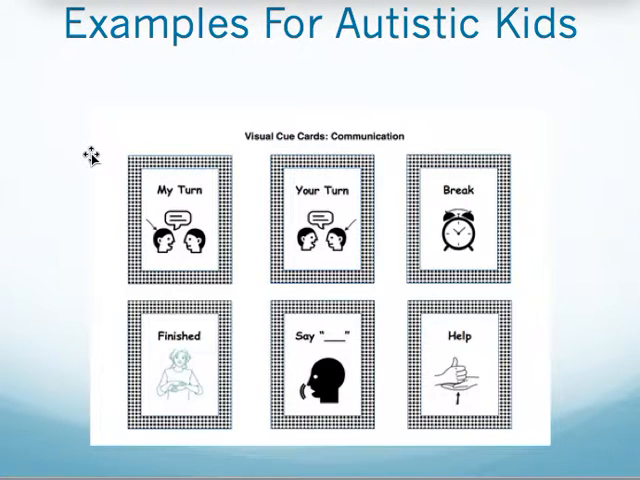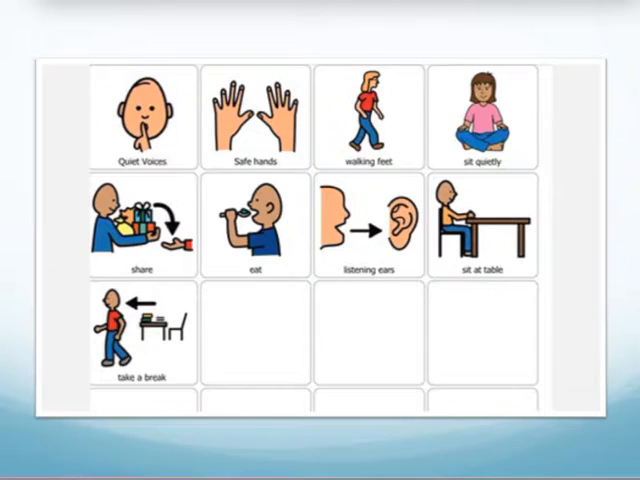For our students with autism, it's a great example of providing assistance in their learning, providing visual cues that assist them in showing when they need to go to the washroom, when they need to take a turn, when they need to take a break, when they're finished an activity. But it's also important to have those things available to them, such as being able to communicate when they need to sit quietly, when they need to sit at a table, when they're listening to others.